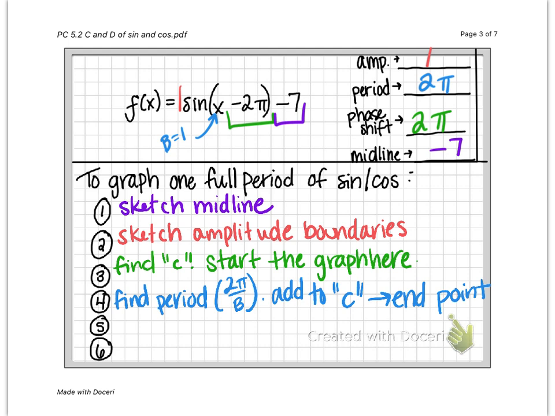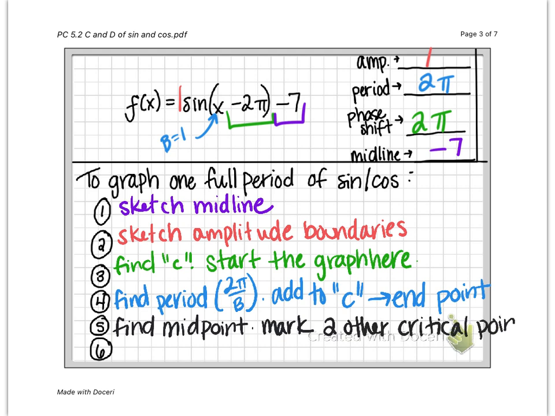And then we will sketch in the midpoint, mark the 2 other critical points. So we always have our 5 hash marks, right, for those 5 critical points. Start, end, midpoint, and then the 2 that cut those in half. Finally, you are going to connect the points with curves, not with points, not with like arrows or mountains. Connect with curves and add arrows correctly. So showing where your function continues within those amplitude boundaries.